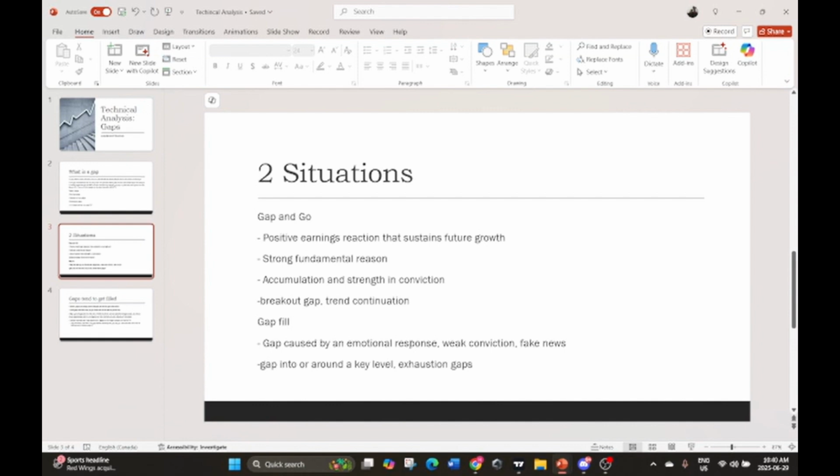Or if you see trend continuation, right? If you're seeing price make those higher lows or those higher highs and continue to the upside, and then you get a gap at a higher low situation, that could also show strong continuation with the overall trend, right? So those are two situations.